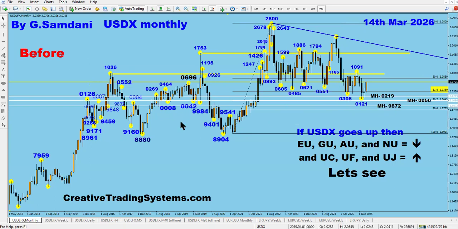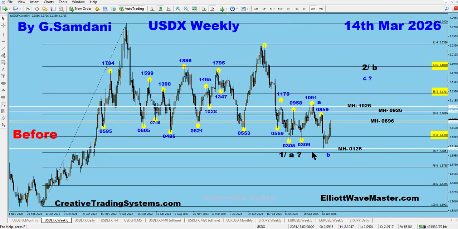Also here, a couple of big numbers, right? So this is 0126 and then 0219 stopped the move, and now we are going to the upside. I made a lot of charts in between, and this is a weekly chart. It's supposed to be like this. We have A, either this one or this one, or you can say whatever it is, we have to go up for wave two or B.